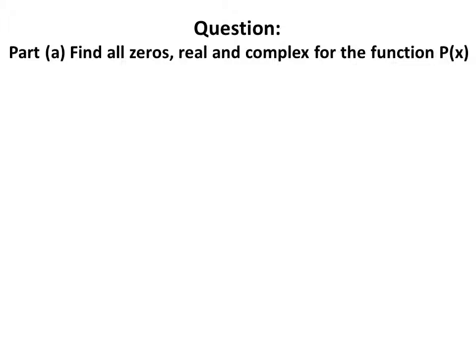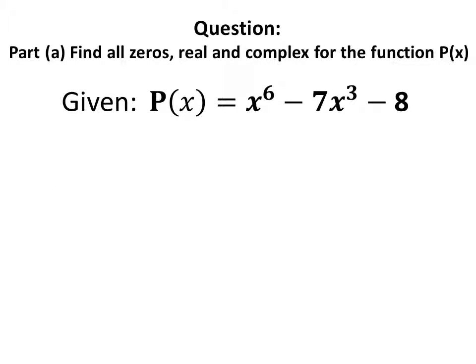Part A reads, find all zeros, real and complex, for the function p of x. You're given that p of x is equal to x to the sixth minus 7x to the third minus 8.